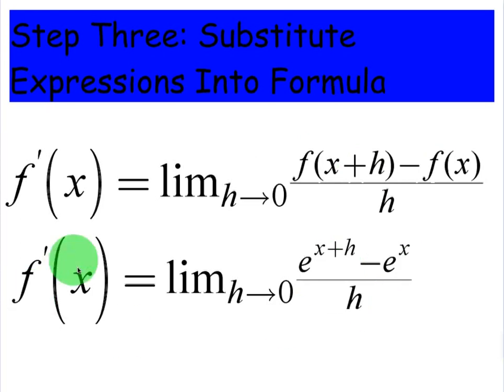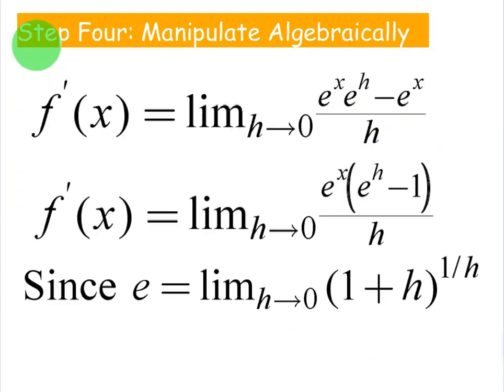So we have f prime of x equals the limit as h approaches 0 of e to the x plus h minus e to the x over h. The real question is, like in the previous examples we saw, how are we going to cancel the h on the top and bottom? This I will explain to you. So, step 4 we said is manipulating algebraically, and basically what that means is we want to get to a point where an h on the top will cancel an h on the bottom.